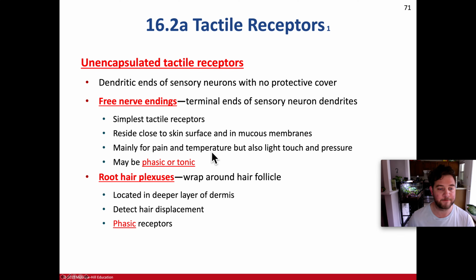It just depends. You have your root hair plexuses. They wrap around hair follicles. They're located deeper in the layer of the dermis. They detect hair displacement, and these are phasic receptors. These detect things up against your skin as the hair gets distorted. They're phasic receptors, so they're going to adapt quickly.